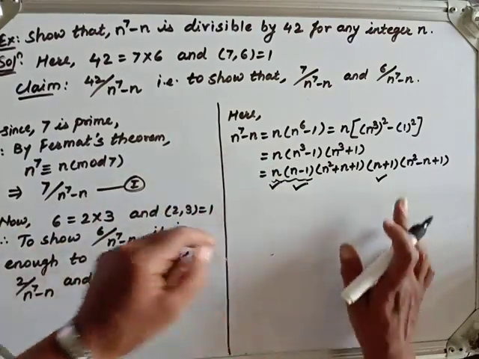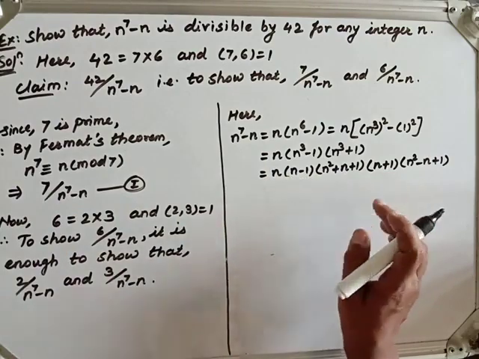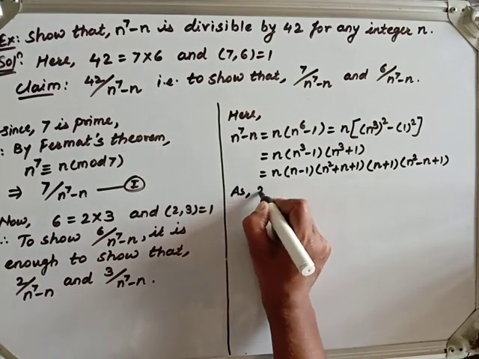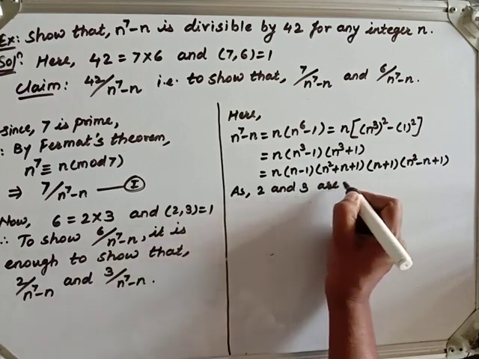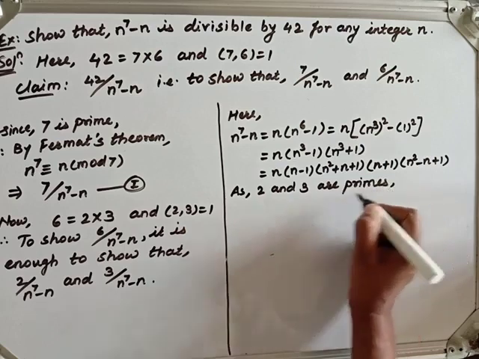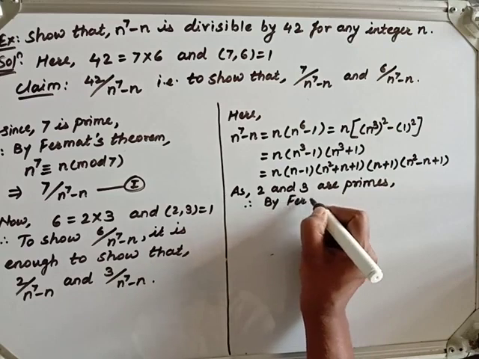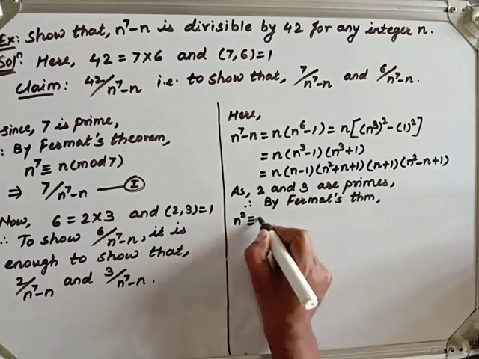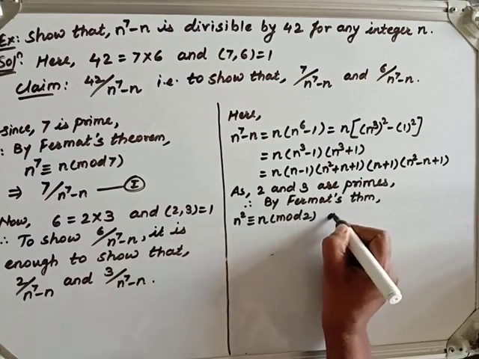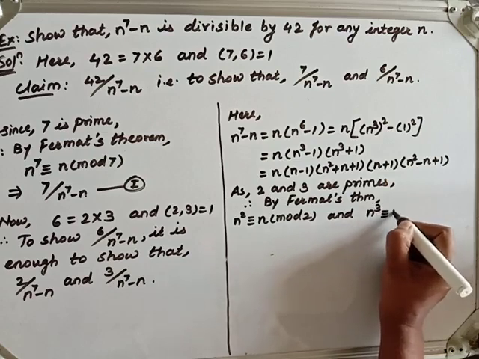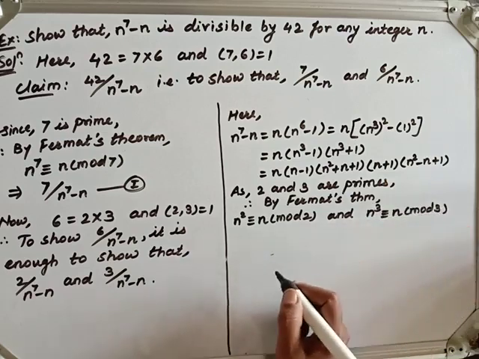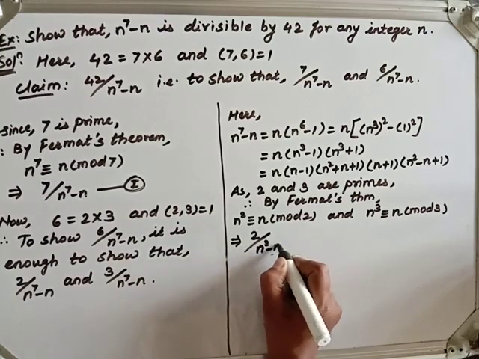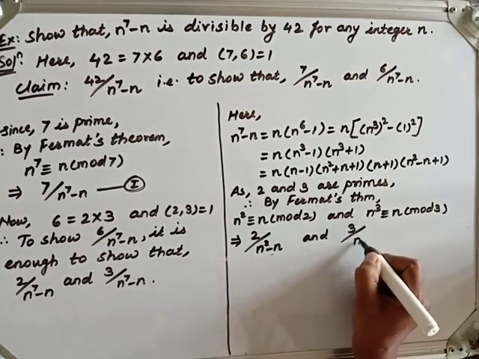We need to factorize this thing as required, either in n square or n cube. Now I will simply write that 2 and 3 are primes, therefore by Fermat's theorem, n square is congruent to n modulo 2 and n cube is congruent to n modulo 3. As I said earlier, this is the same as to say 2 divides n square minus n and 3 divides n cube minus n.